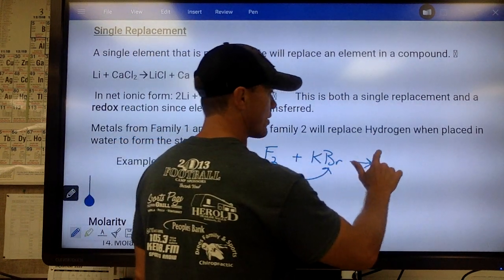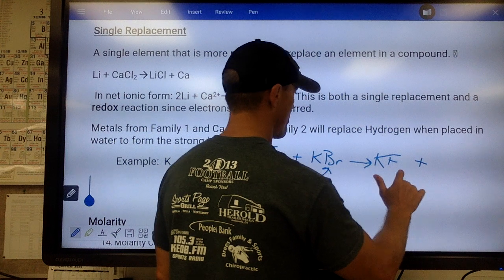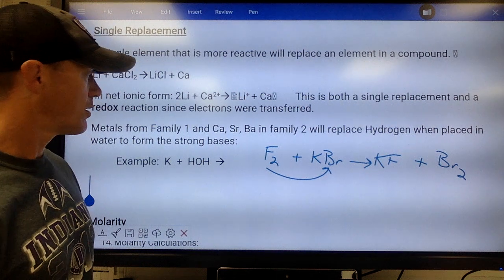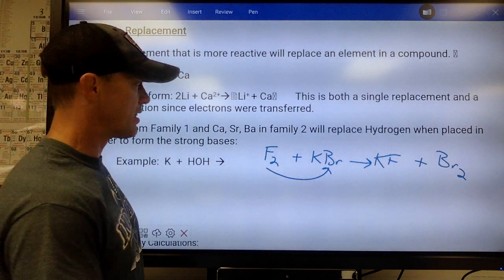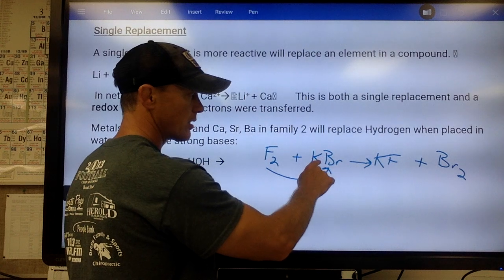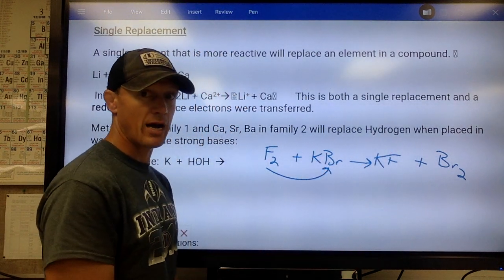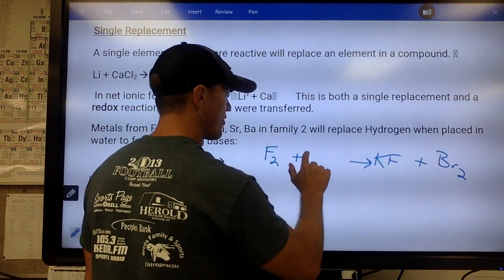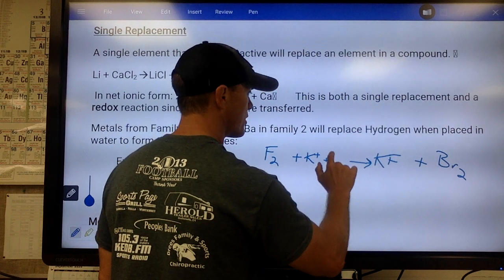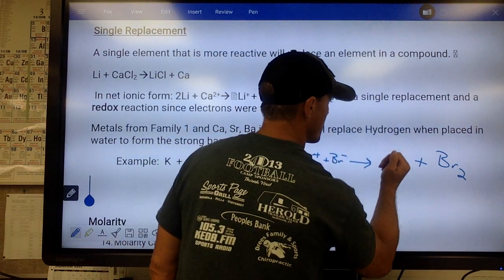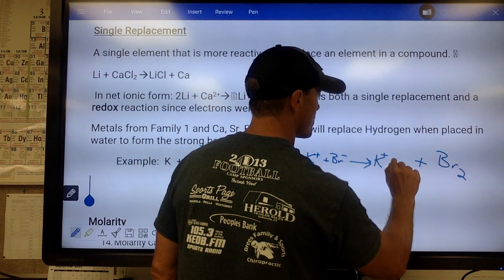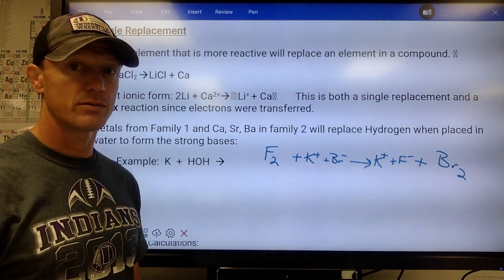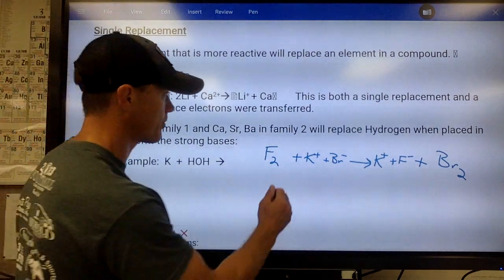So fluorine replaces that. We end up with potassium fluoride. Bromine is kicked out, plus bromine, and bromine is diatomic. This would be aqueous, and this would be aqueous, so those should be split apart into ions. If I write those as ions, we'd have K plus ions, Br negative ions, K plus ions, F negative ions. Our spectators there would be our potassium ions, so we can get rid of potassium.